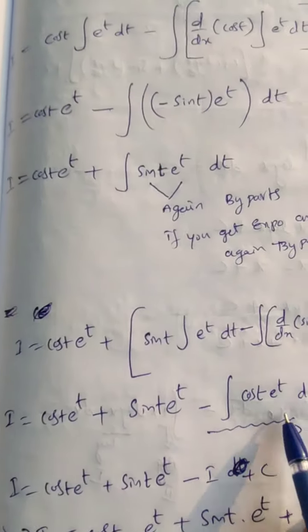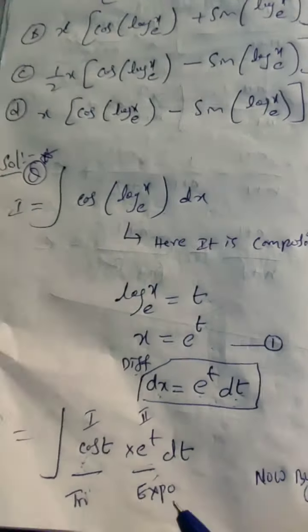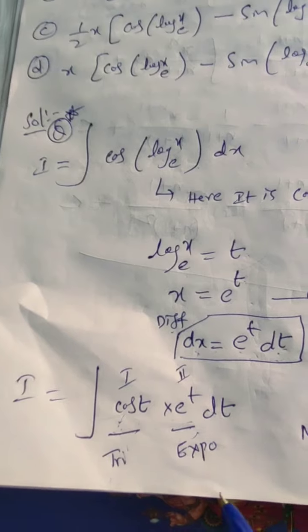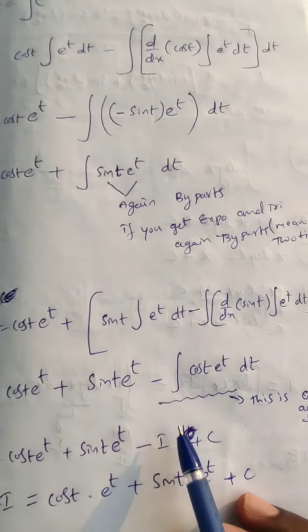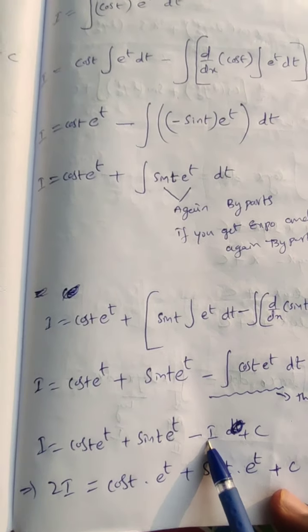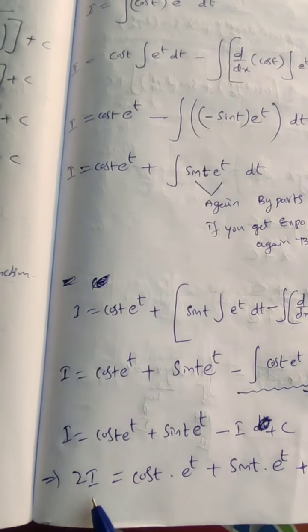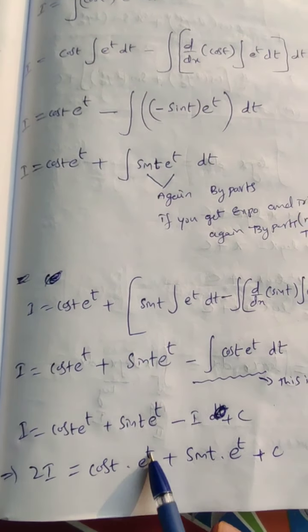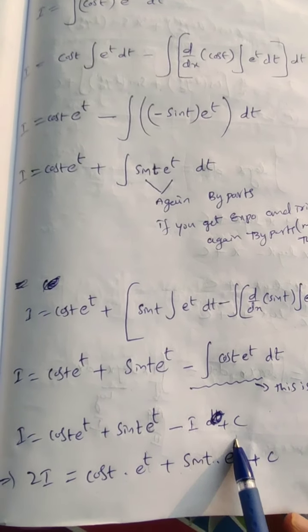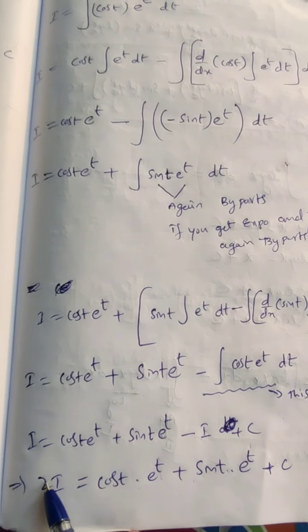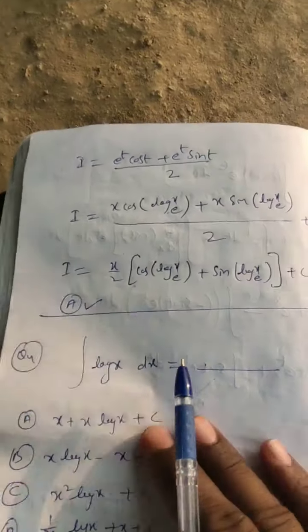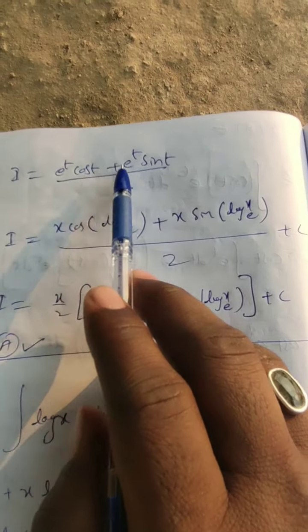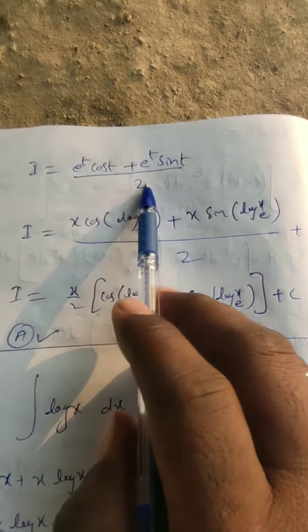Means this I can write as I. See, this is the question itself. I is equal to this. So again we can write this as I. This minus I, send this side, so I get plus: 2I is equal to cos t e power t plus sin t e power t. Then I is equal to what? This 2 send this side, divides. So I is equal to e power t cos t plus e power t sin t divided by 2.